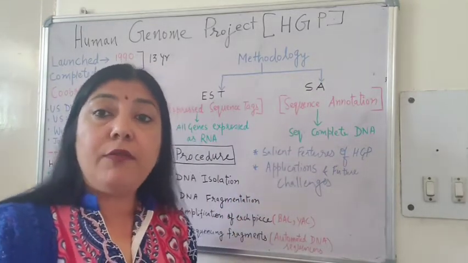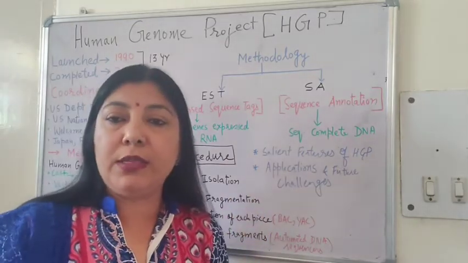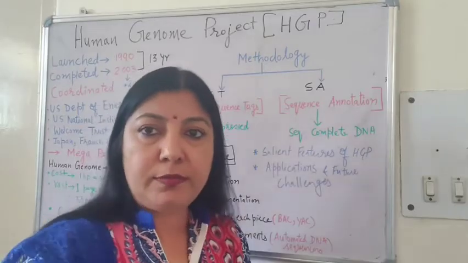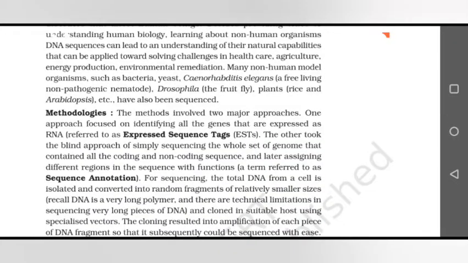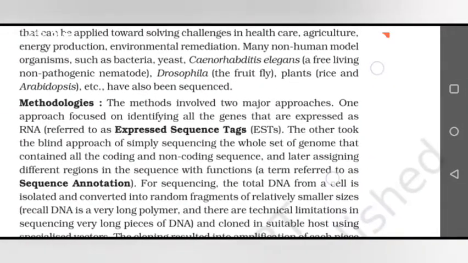So let us study further what are the different aspects of salient features of Human Genome Project from your book. Before going into the details of the various goals and salient features of Human Genome Project, we must understand that this Human Genome Project, though it was a very costly project, opened the research for so many other non-human models where the sequencing was done.